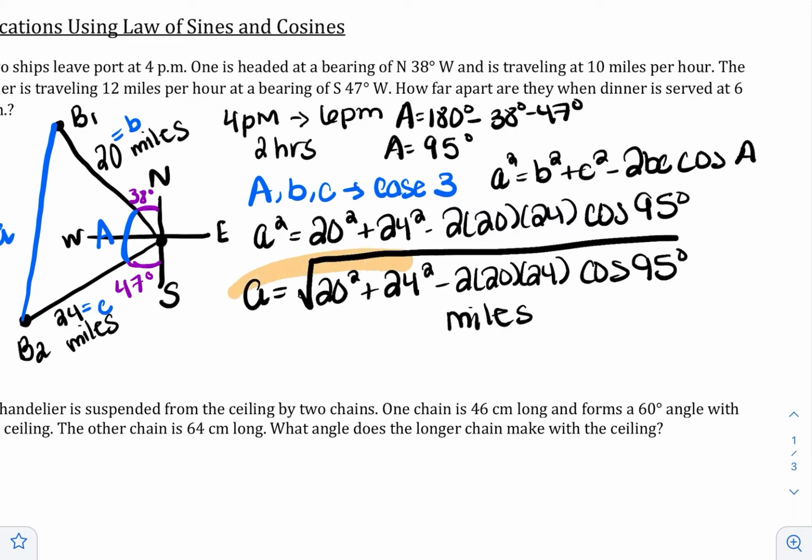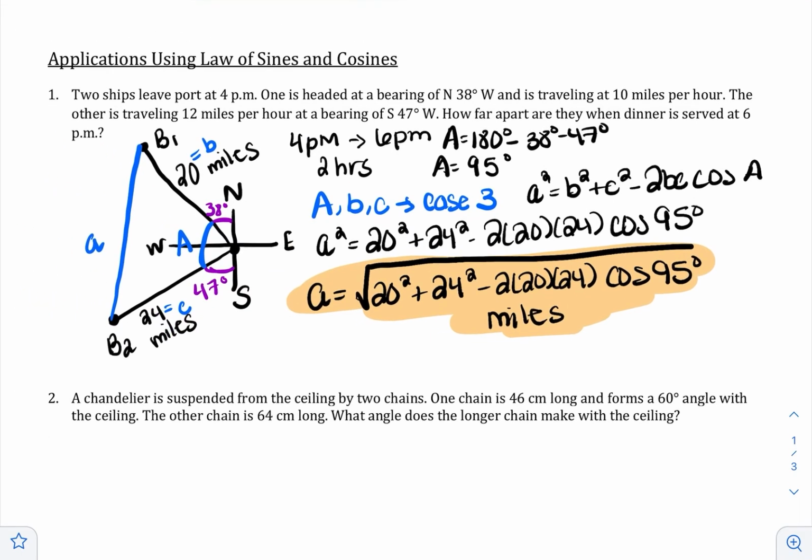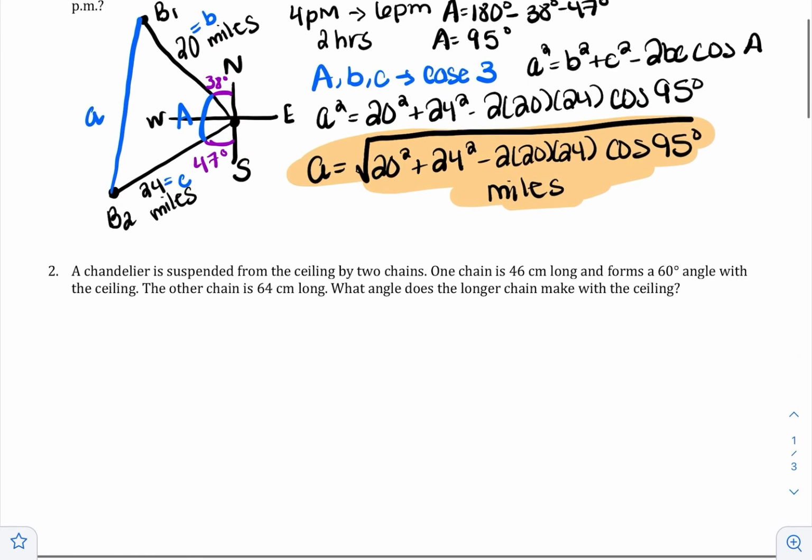So here's my calculator-ready answer. This is how far apart they are. If you wanted to know the exact number, you would plug that into your calculator, probably rounding to the nearest 10th or 100th. Okay, let's do another one.